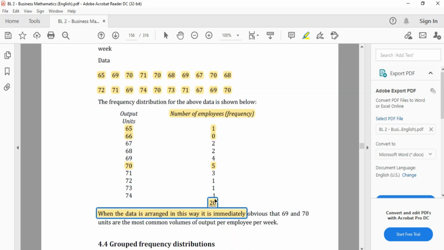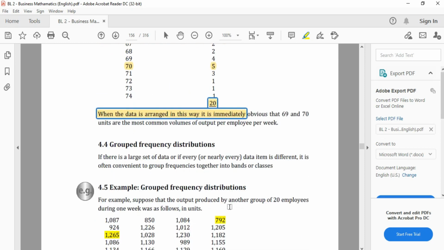Okay. So this is what you should do in order to check your accuracy. You have to add up the total and see whether it's equal to 20, because this column represents the number of employees. Okay.